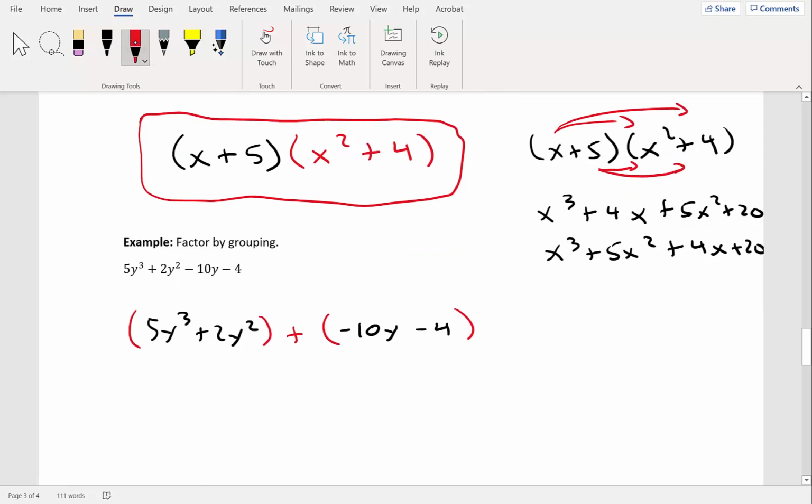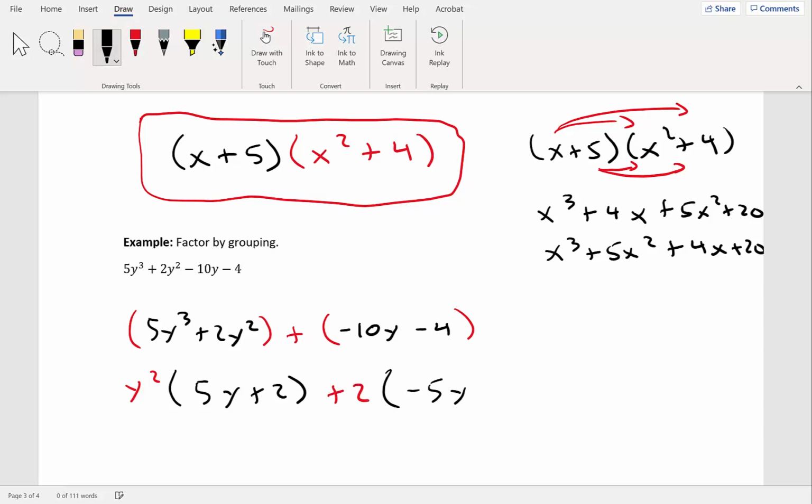From the first group, GCF here is y squared. We have 5y plus 2. Now the second group, okay, GCF, we have a 2. So a positive 2. And if I factor out that positive 2, I'm left with negative 5y minus 2. But notice here, these two binomials are not the same.